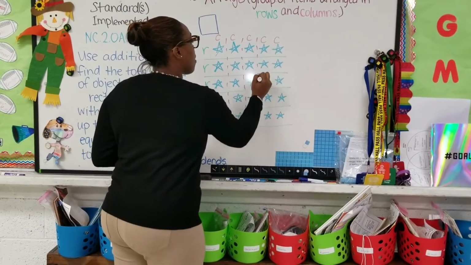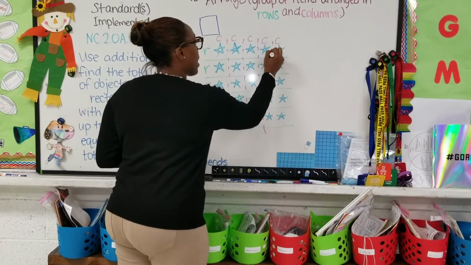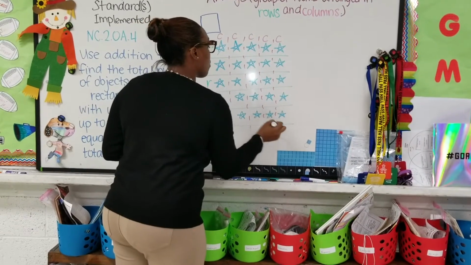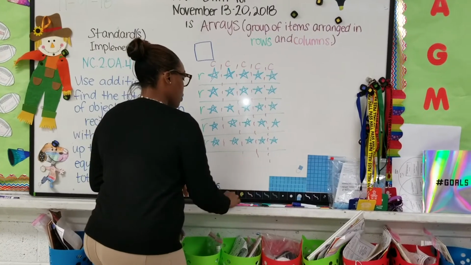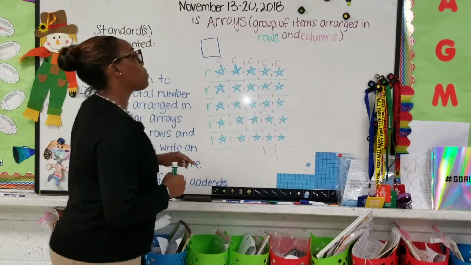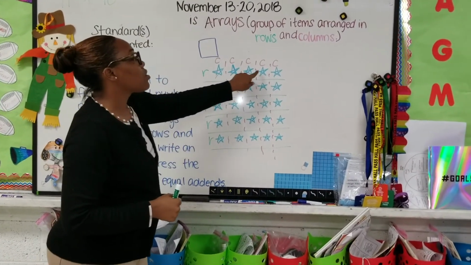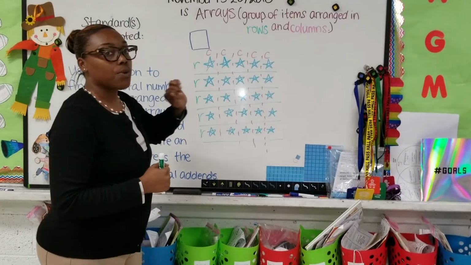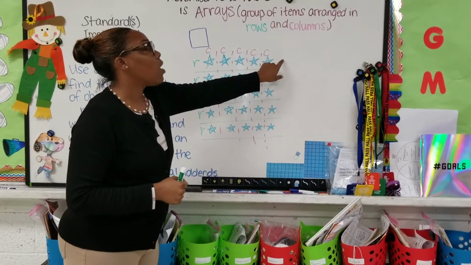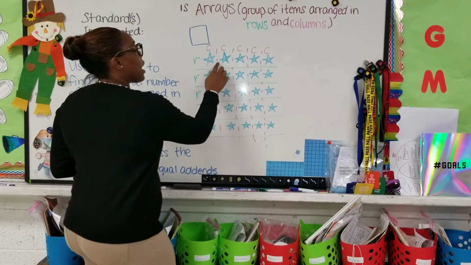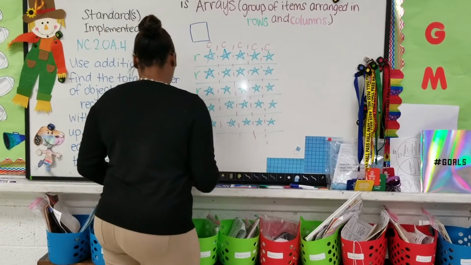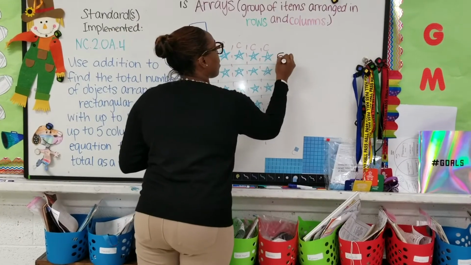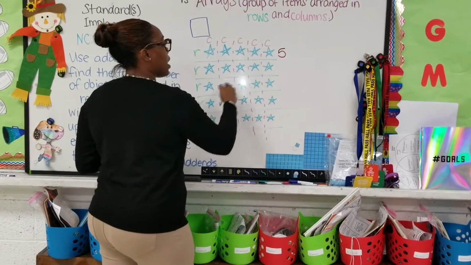And you can solve this array 2 ways, either by rows or columns. I'm going to do the rows first. So what you're going to do is you're going to count each star or each item in each row, and you're going to put the total on the end. So I'm counting, and this is 1, 2, 3, 4, 5. So I will write the number 5 right here, and the same for each row.